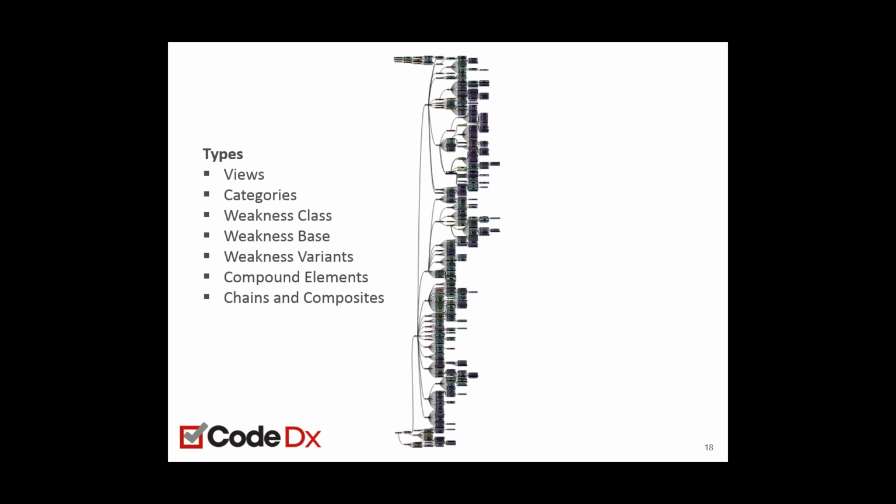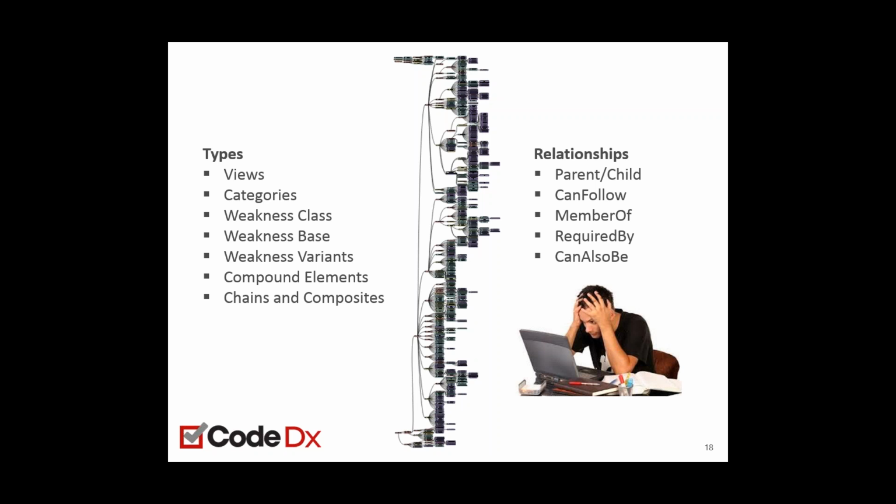That's only a subset of the actual CWE. The CWE is quite complex. This is showing a graph of just one view of the CWE. And if you look at a particular CWE, there are different types within the taxonomy. So you have things like views, categories, classes, bases, variants, elements, composites. It can be quite complicated. And there are different relationships between these CWEs. So it can be a bit overwhelming for someone to have to map results.